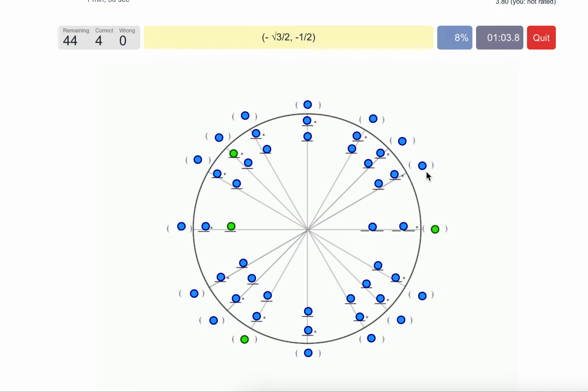This one is positive square root 3 over 2 comma 1 over 2. So once again, it's just right across to get them both negative. This is 45 degrees. 210. This is the original 1 over 2 comma root 3 over 2. And this one's got the negative just in the second one.